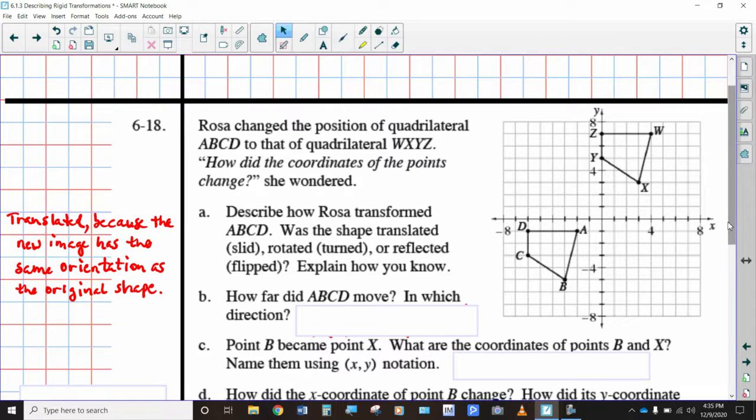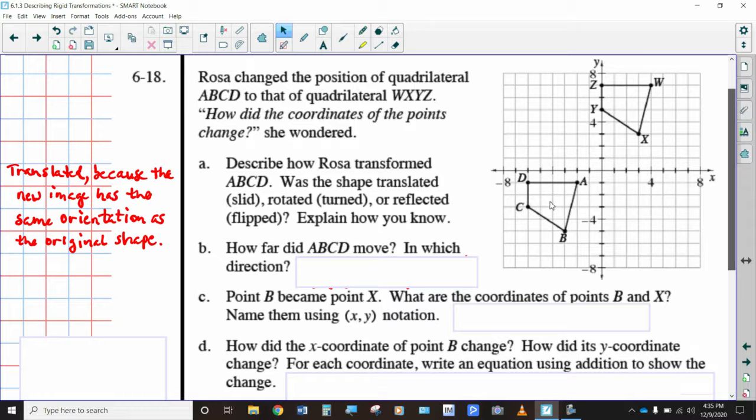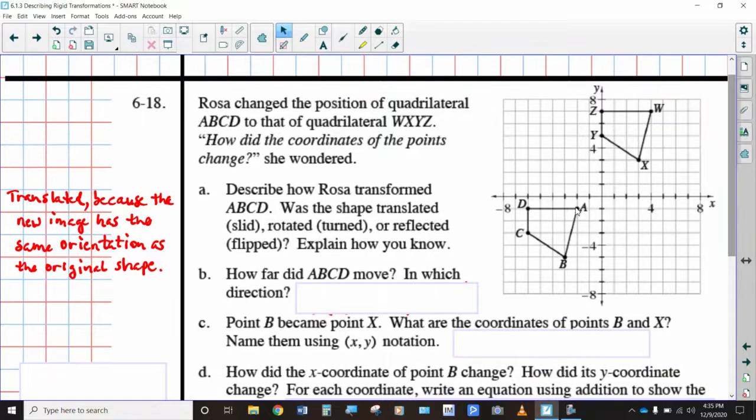So now the second part is, how far did this shape move, and in which direction did it move? To do that, we need to look at a single point. It looks like it moved to the right, correct? So A corresponds to W, D corresponds to Z, C corresponds to Y, and B corresponds to X. How did each one of those move? Well, it looks like it moved to the right and it moved up. So the question is, how much did it move to the right? And how much did it move up? So why don't you go ahead and pause the video and do some counting and see if you can answer that question before I do the reveal.